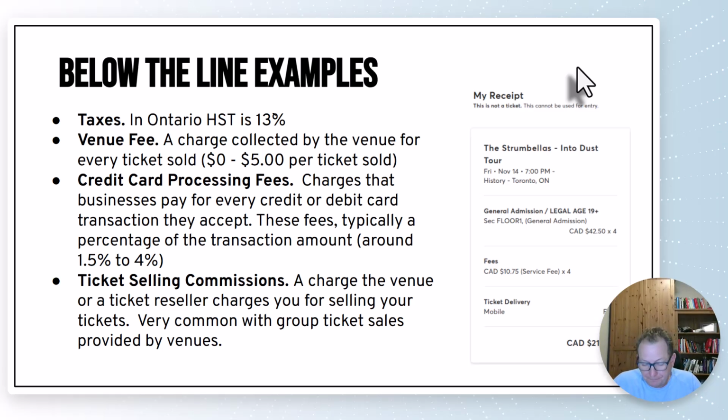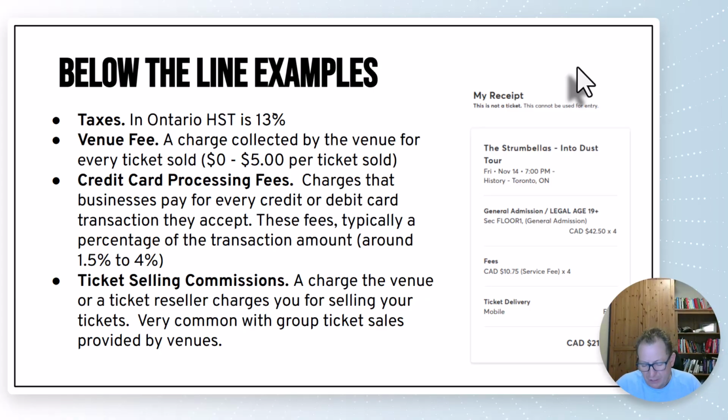So, what are some examples of below the line expenses? Taxes. In Ontario, if you purchase a ticket in Ontario, HST is 13%. Depending upon where you're purchasing that ticket and where the event is, those taxes will change. Quebec has a different tax rate. Alberta has a different tax rate. You go to the US, they have different tax rates.